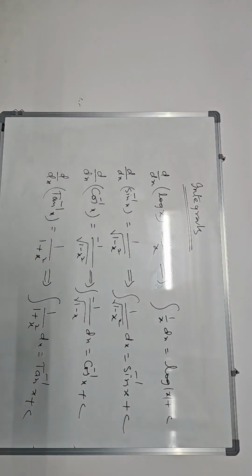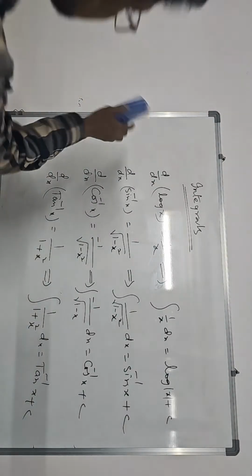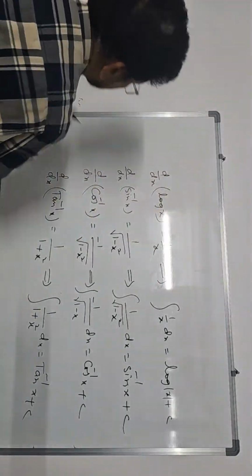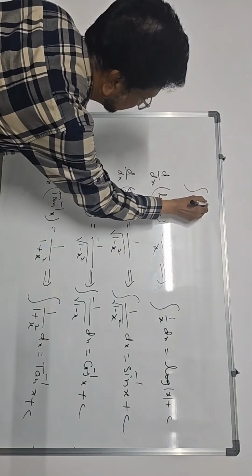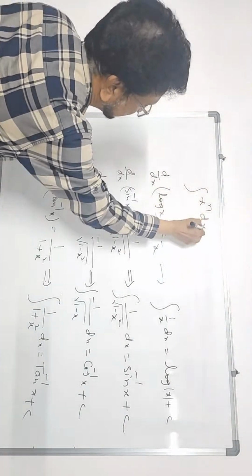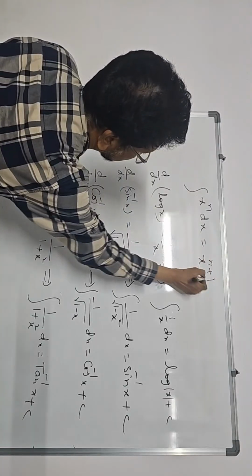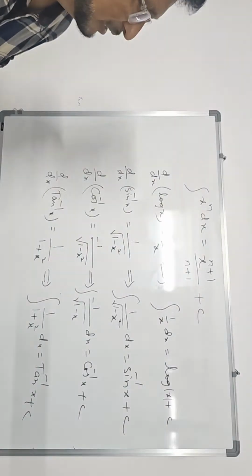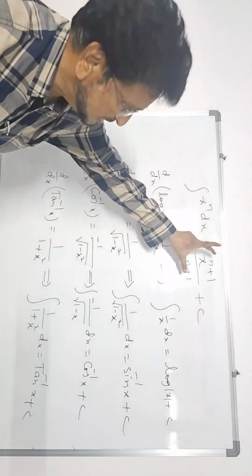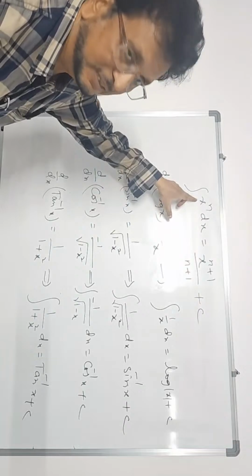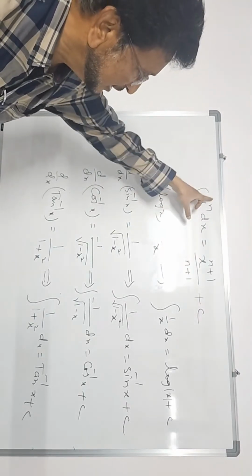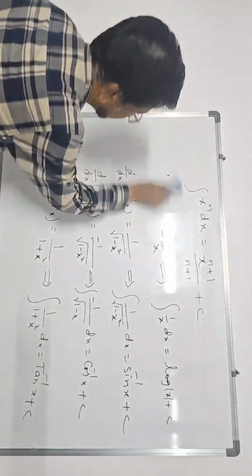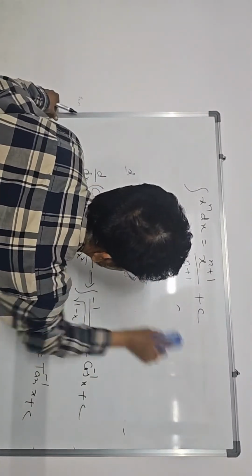You will understand these questions easily. I will write a formula here also. Integration of x power n is equal to x power n plus 1 by n plus 1 plus c. This is the formula. If you find the differentiation of this term, you will get x power n. Hence, integration of x power n is equal to this much.